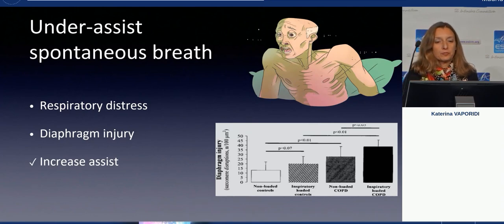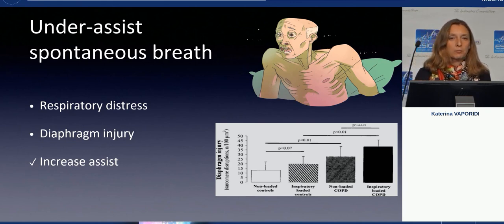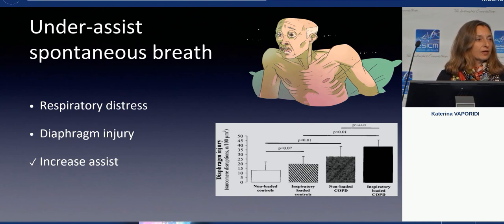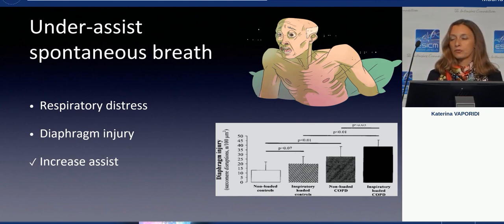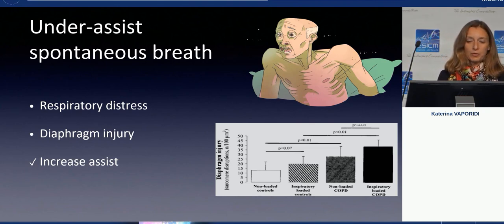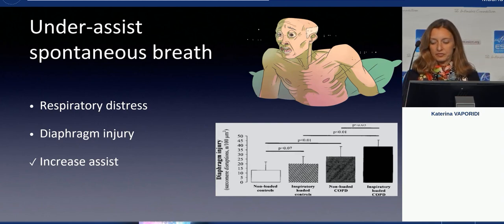Under assisted spontaneous breathing, we may have a patient with respiratory distress. This can cause injury to the diaphragm, but it will probably also make the patient suffer and have a stress response, maybe post-traumatic stress, and will probably not be able to sleep. I guess this is an easy fix: increase assist.